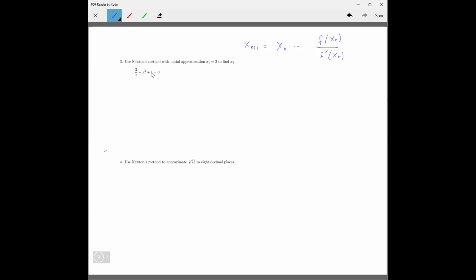Okay, so let's go ahead. Here's f of x. It's 2x to the minus 1 minus x squared plus 1. And we'll find the derivative, which is negative 2x to the negative 2 minus 2x, because that's the function and its derivative. So x2 is going to be, using this right here, we put in x1s here and here. We have 2, x1 is 2, minus this function evaluated at, let me do this. This is 2 over x minus x squared plus 1. This one is negative 2 over x squared minus 2x.